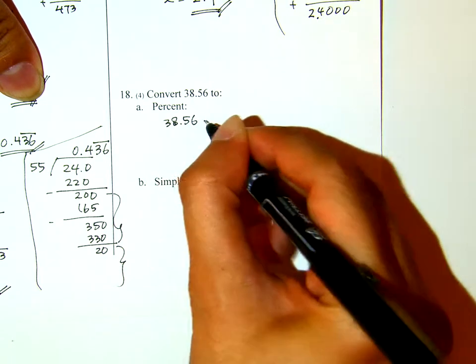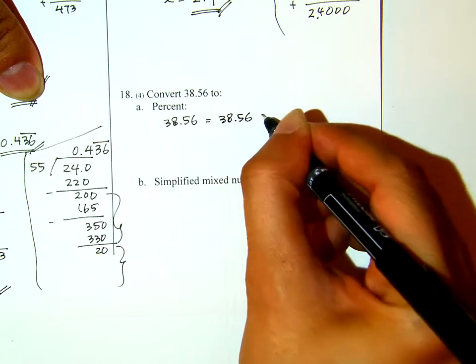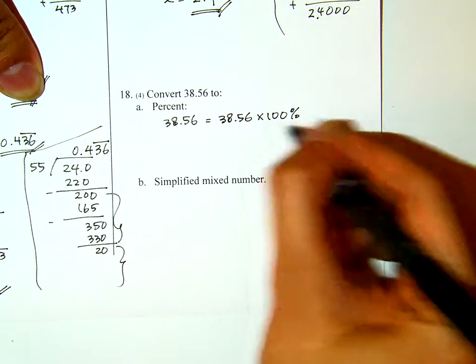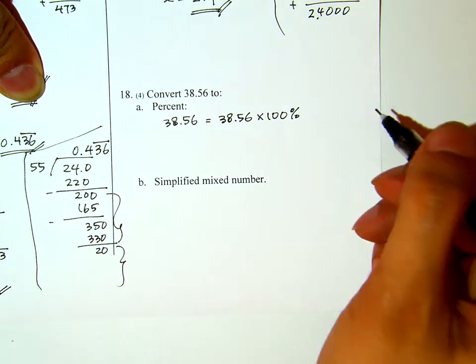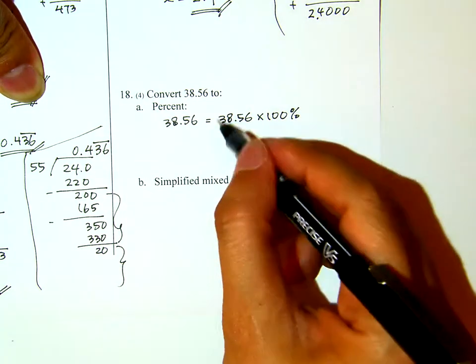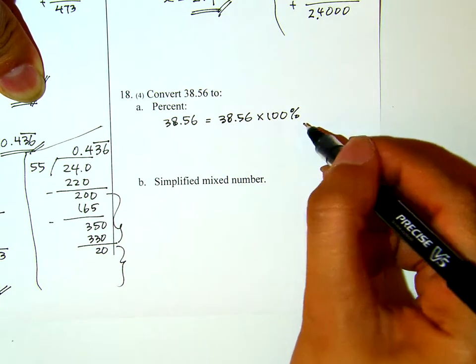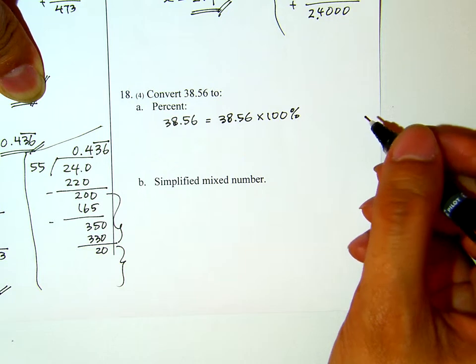38.56 to percent. Now, when you convert from a decimal to percent, what you do is multiply by 100%. Okay, I need you to show this. Not only multiply by 100, you need to show multiply by 100%. If you write only multiply by 100, then you abuse the equal sign. Anything multiplied by 100 will change value. But if you multiply by 100%, you don't change the value, you just change the structure.